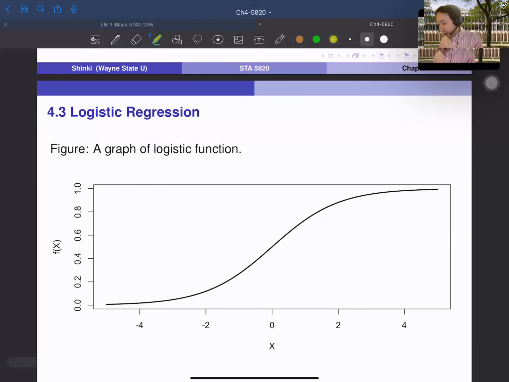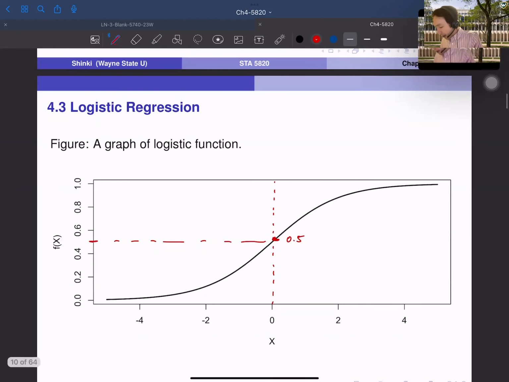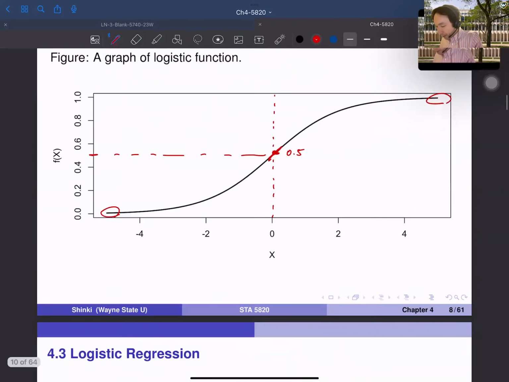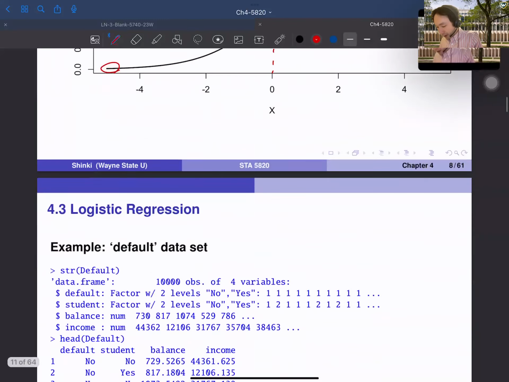And this is a graph of the logistic function. You can see it's centered at 0, and it's symmetric around this origin. The value here is 0.5. It goes to 1 as x goes to infinity, and it goes to 0 as x goes to negative infinity. And the slope is largest here. So that's the logistic curve.